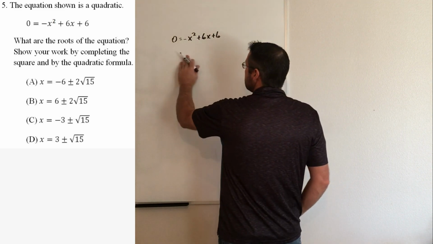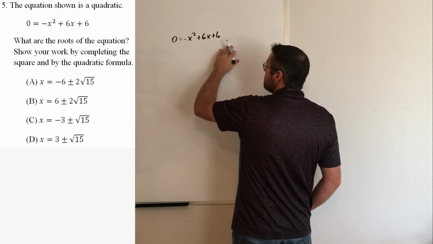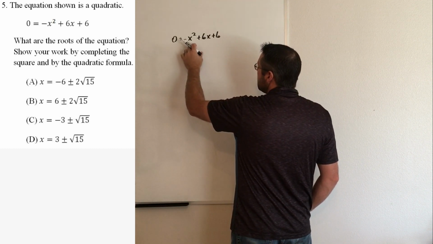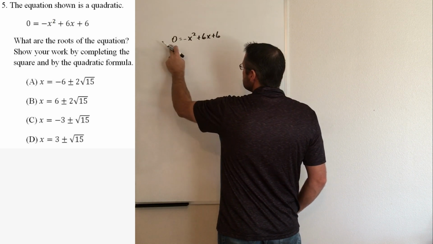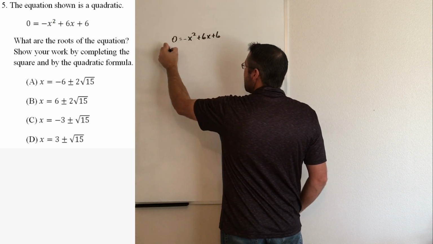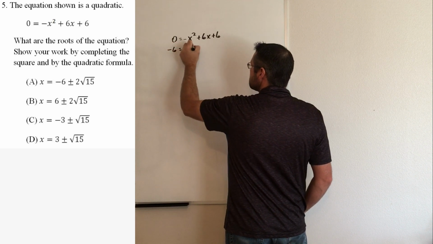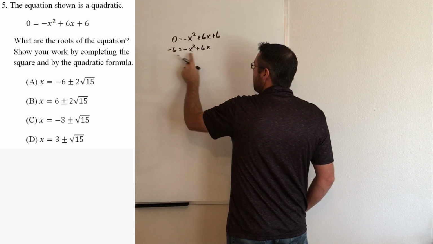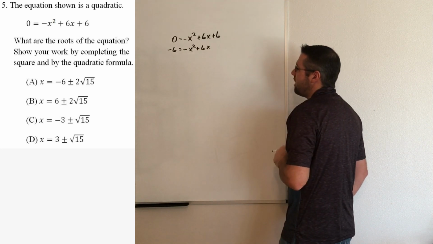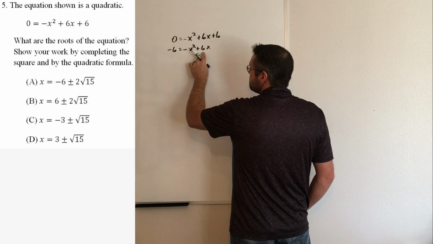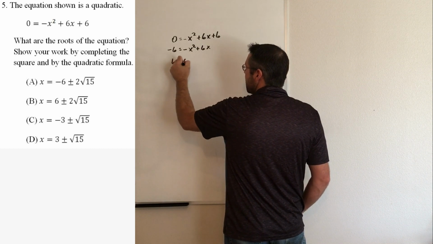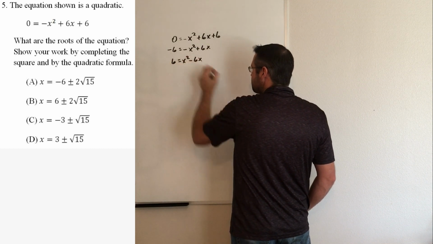The first method is completing the square. So if you remember, completing the square requires us to have a and b, but no c value. So we're going to move the 6 over here, and we're going to say negative 6 equals negative x squared plus 6x. And we like having an a value of just 1. So we're going to go ahead and divide both sides by negative 1 here. So we get 6 equals x squared minus 6x.